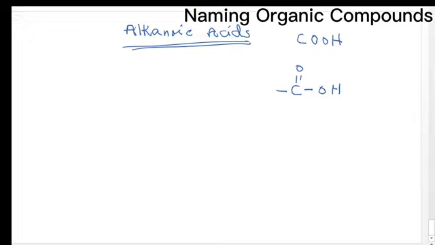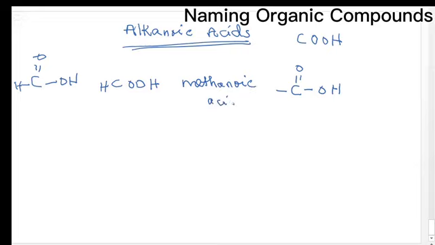So the name of this compound, how do we name that? The simplest of them is C double bond O with OH. Then you are going to have one H here, showing that it is the simplest. The carbon must have 4 bonds. So it's sometimes written as HCOOH. This is called methanoic acid. Meth because it is one carbon atom and it is an alkanoic acid. If I have 2 carbon atoms, I'm going to have something like this.